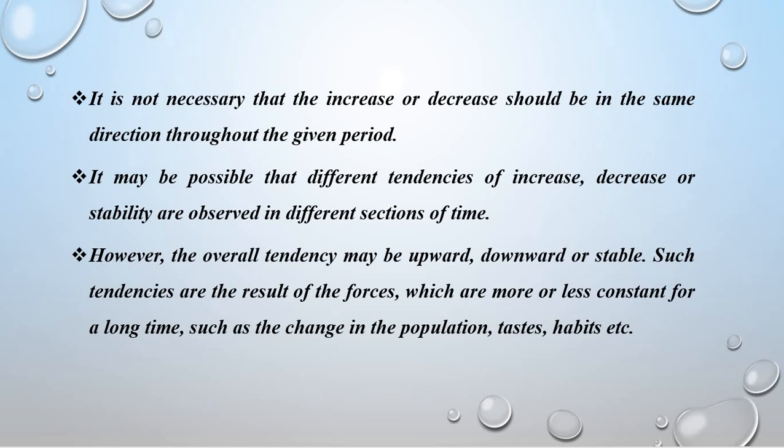It is not necessary that the increase or decrease should be in the same direction throughout the given period. It may be possible that different tendencies of increase, decrease, or stability are observed in different sections of time. However, the overall tendency may be upward, downward, or stable. Such tendencies are the result of forces which are more or less constant for a long time, such as the changes in the population, taste, habit, etc.